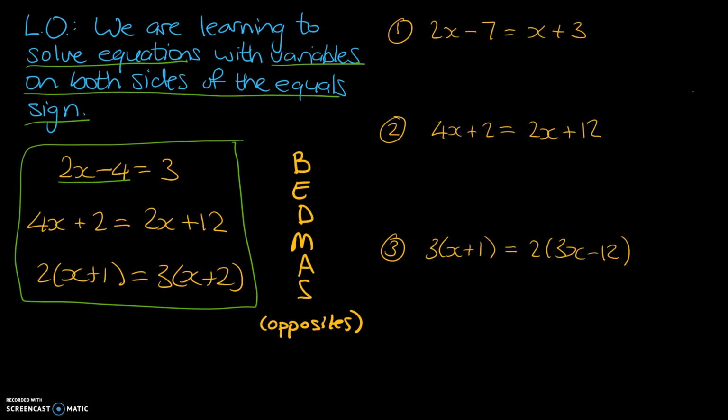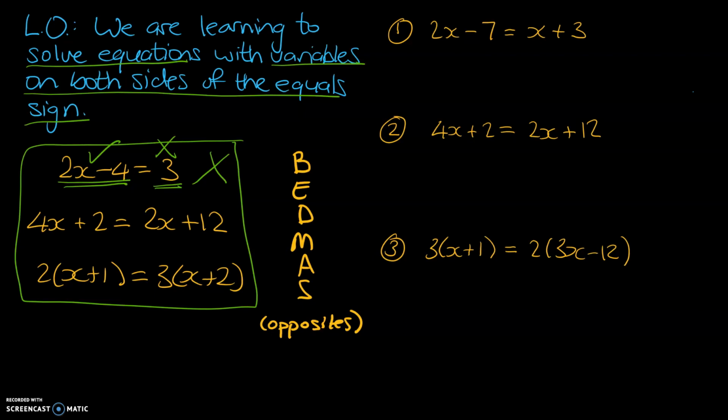2x minus 4 is equal to 3. If we have a look at the left-hand side, we can see an x, which means that has a variable on that side of the equal sign. We then have a look on the right-hand side. Just the number 3 is by itself, which means there is no variable on that side, which means that is an example that is not an equation with variables on both sides of the equal sign. So we won't be looking at that type of question today.